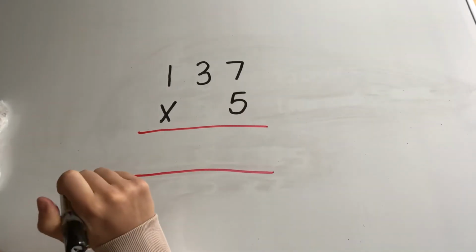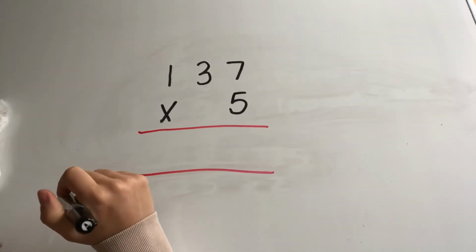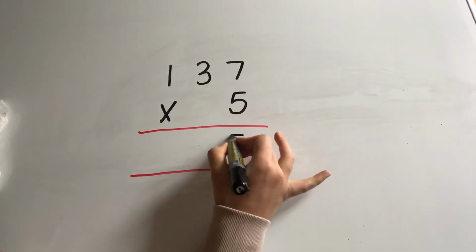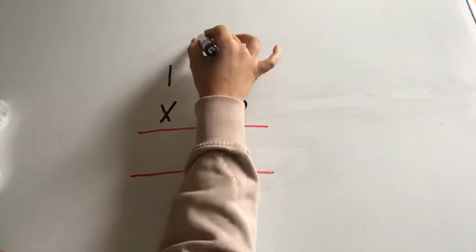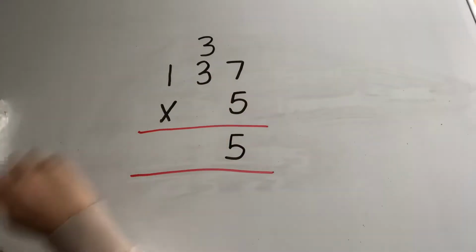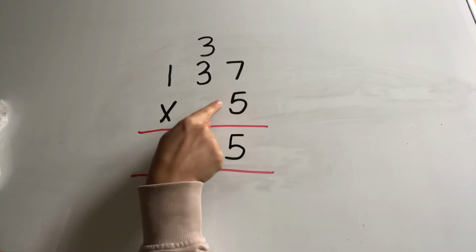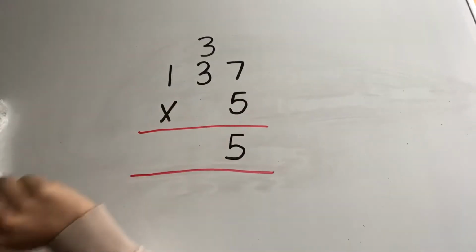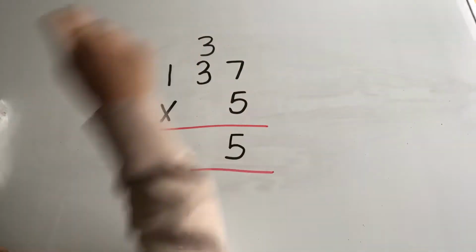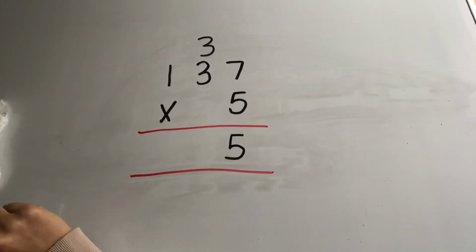Now 35 ones is the same as saying 5 ones and 3 tens. So we need to rename. So we put our 5 ones down and we carry our 3 tens. We then move to the next column. So we multiply 5 by 3. So 5 groups of 3 is 15. Then we must add our 3 tens that we carried. So 15 add 3 is 18.